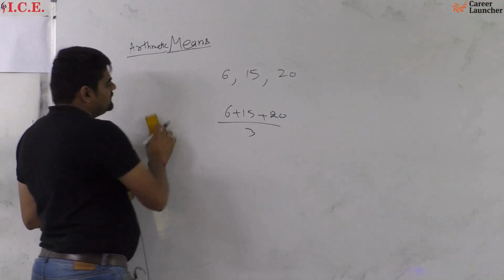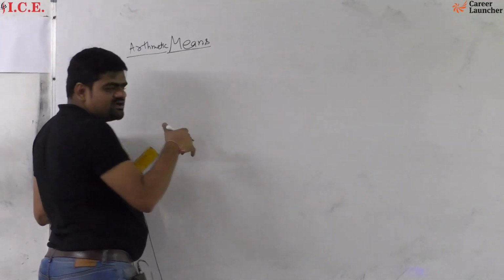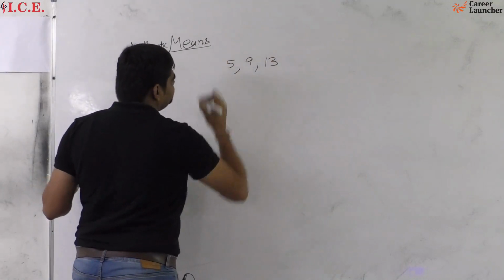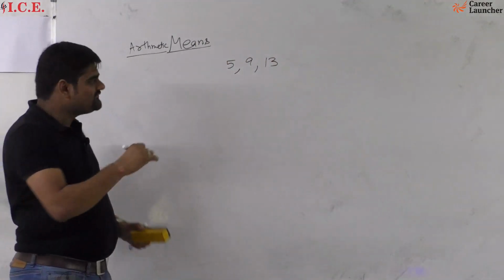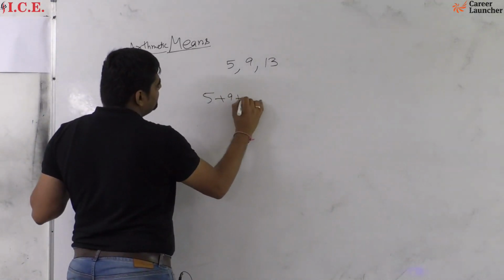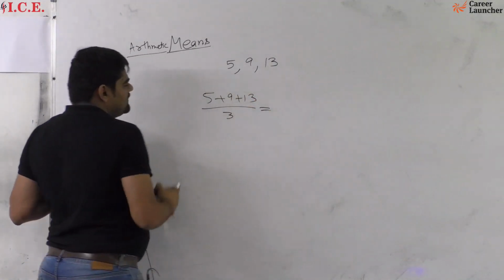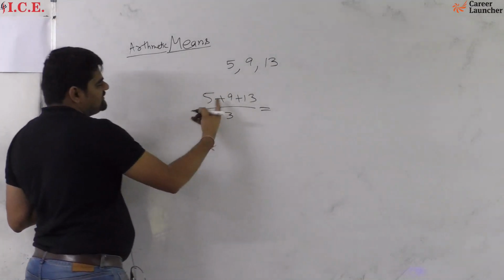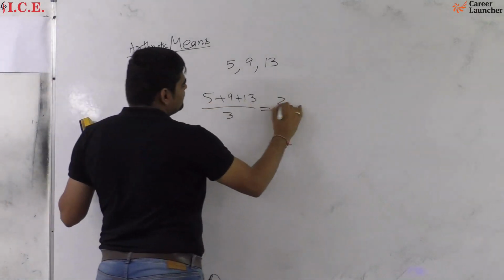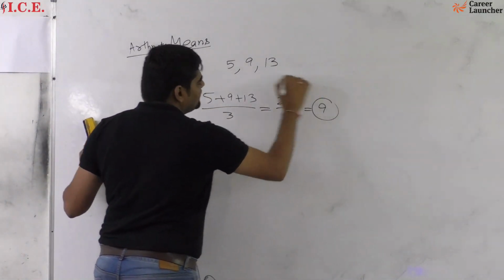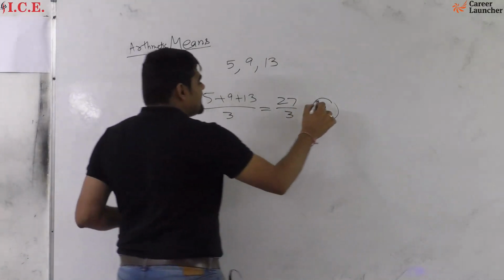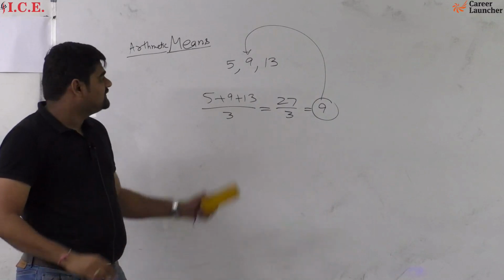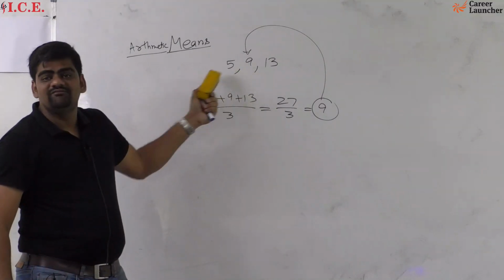So in case, let's say it was an AP, for example 5, 9, 13. Now is it an AP? Now if I find the mean of this, what is 5 plus 9 plus 13 by 3? 5 plus 9 will be 14, plus 13 will be 27, by 3. So which is equal to how much? 9. Now in this case, can I say this 9 is nothing but the middle term? Right. So in this case, always the middle term will be your mean, if it is an AP.